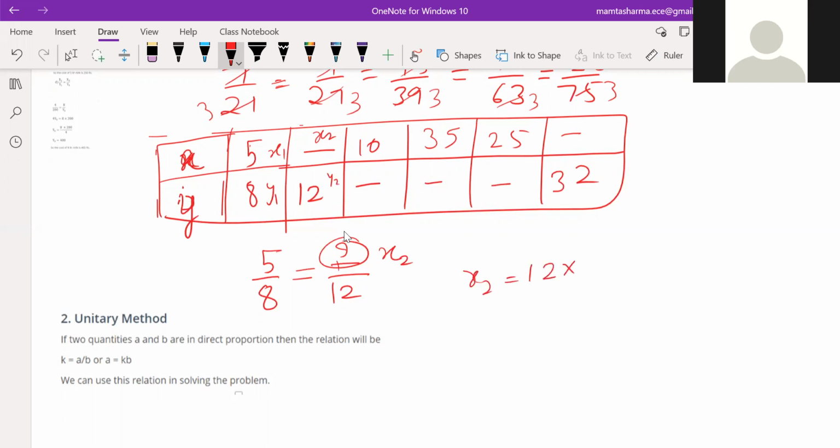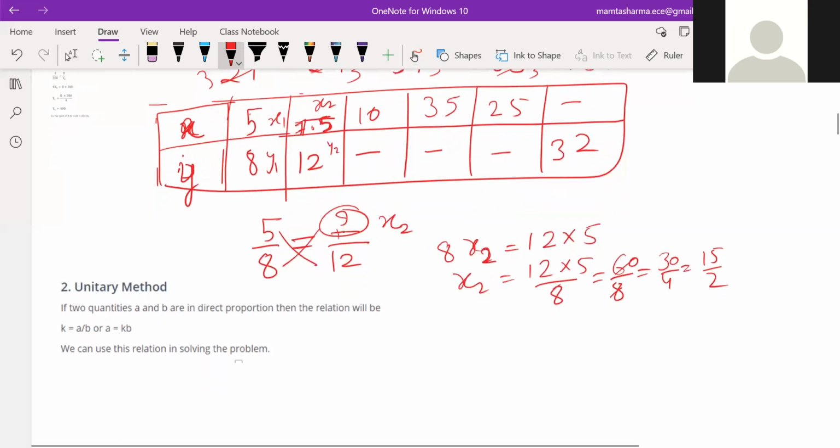To solve these ratios, cross multiply the values. X2 into 8 equals 12 into 5. Now X2 would be 12 into 5 divided by 8. 12 fives are 60 by 8. You will get 30 by 4, or you can say 15 by 2. 15 by 2 will be 7.5. Is this okay? This method is clear.